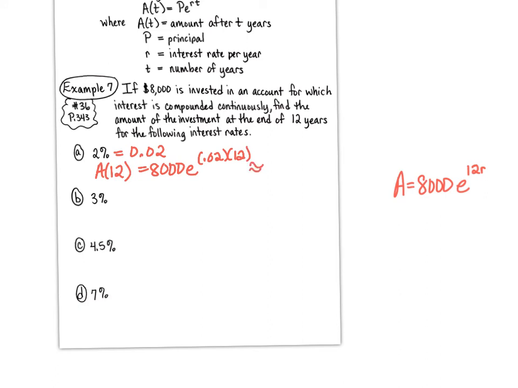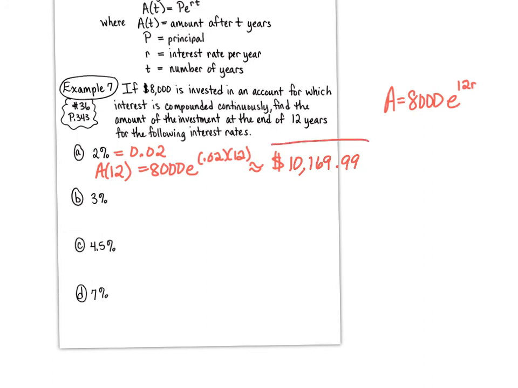That was approximately what for you? What did you get? Okay, you say you're ready. What did you get? $10,169.99. Very good.